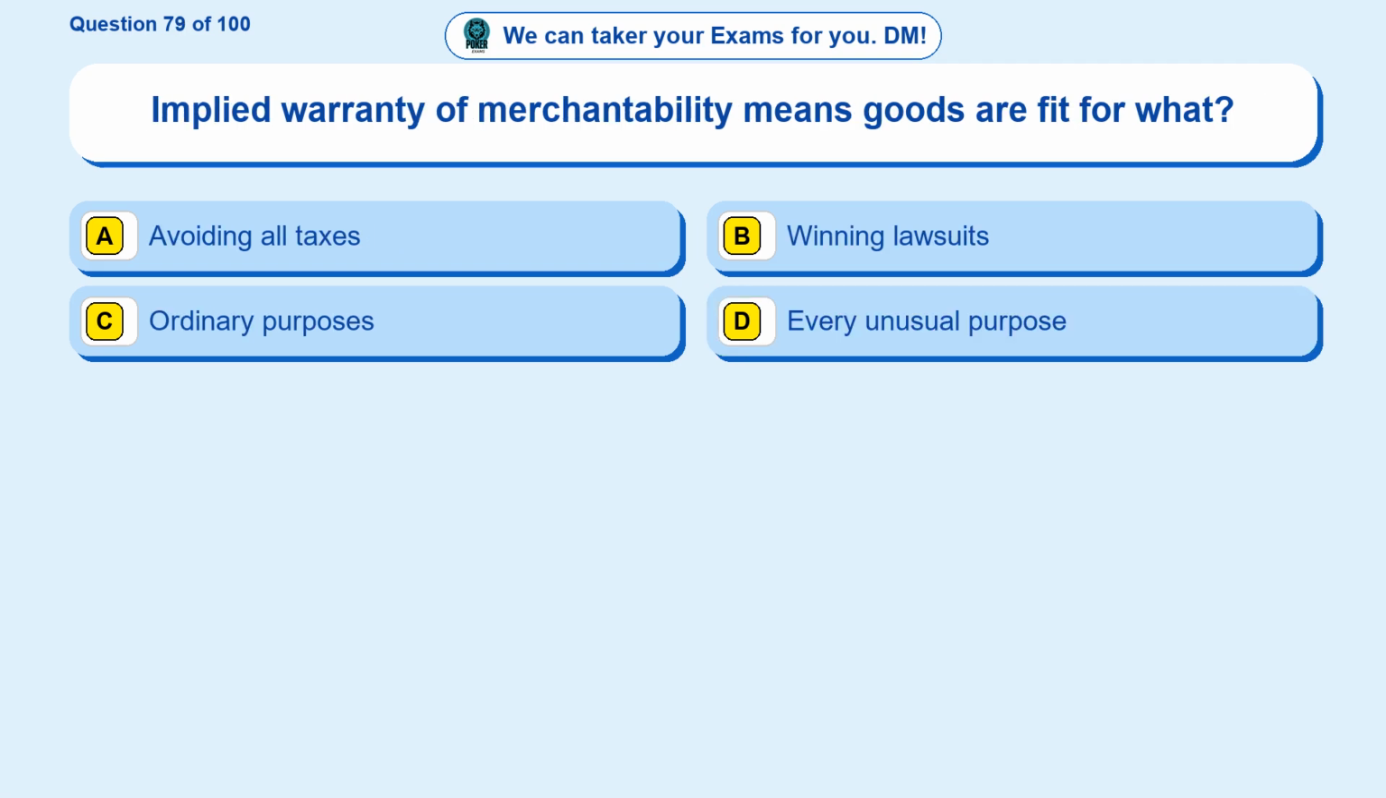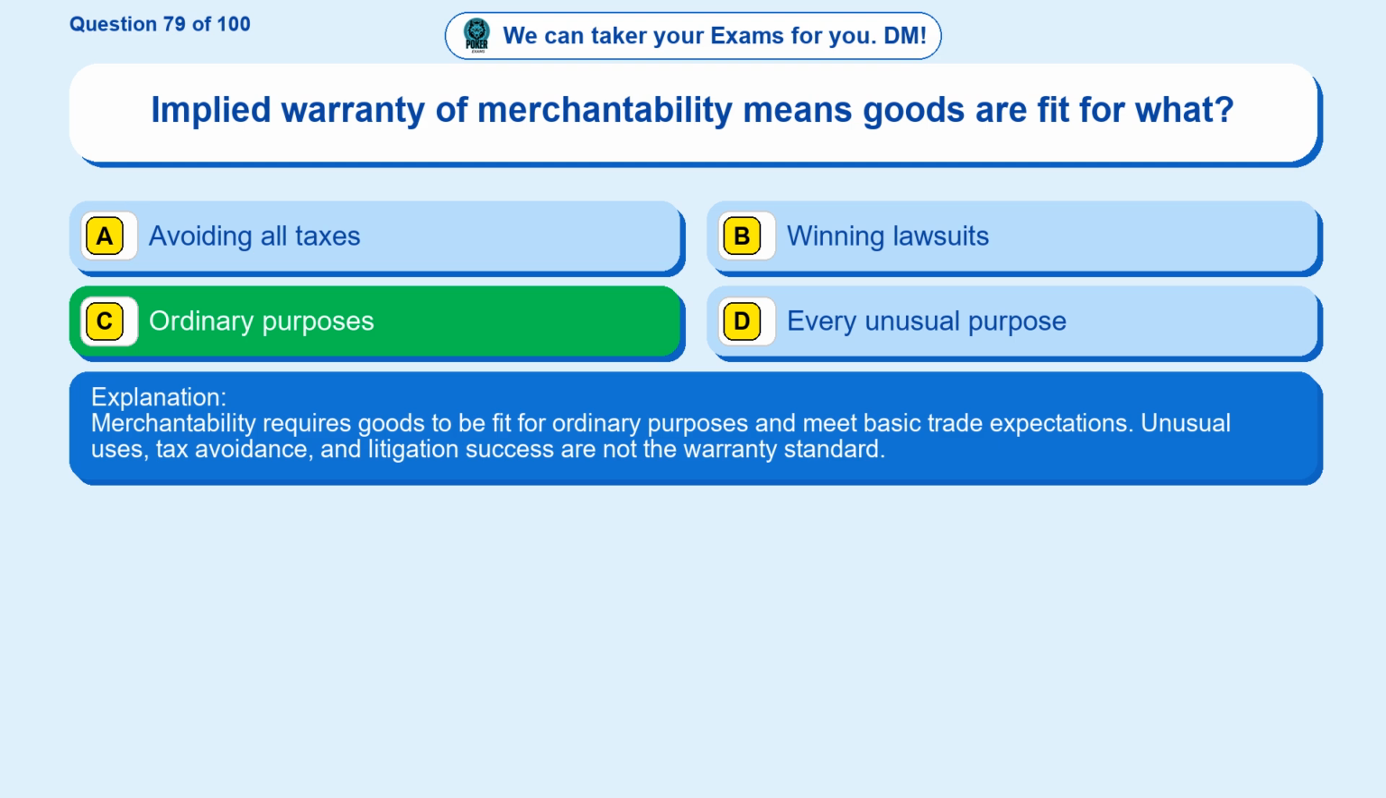Question 79. Implied warranty of merchantability means goods are fit for what? Option A, avoiding all taxes. Option B, winning lawsuits. Option C, ordinary purposes. Option D, every unusual purpose. The correct answer is option C, ordinary purposes.